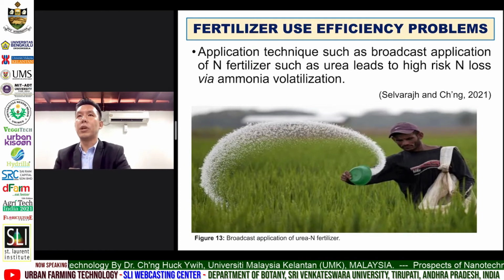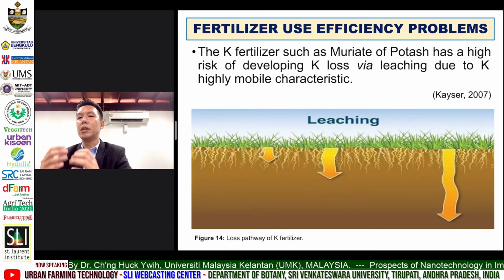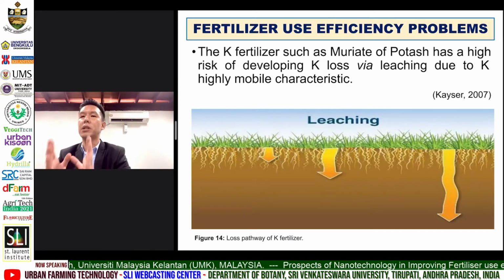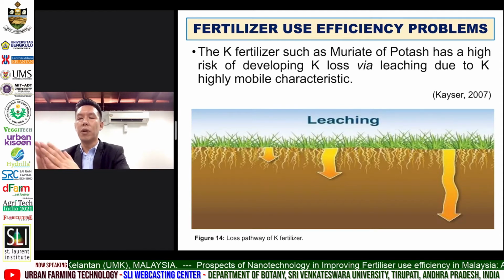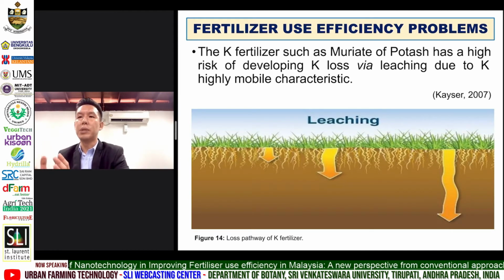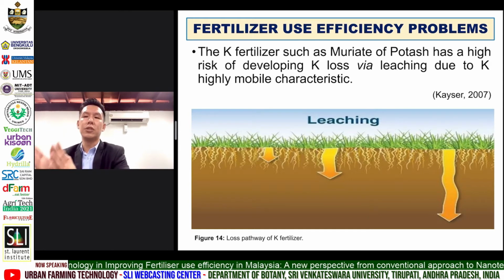So next, we can see that this is another problem in the soil which causes leaching, because the potassium in the soil itself is highly mobile, which means that they can move a lot. So let's say if you have inappropriate physical properties of the soil, then it might also affect the speed of the moving of this potassium ion.